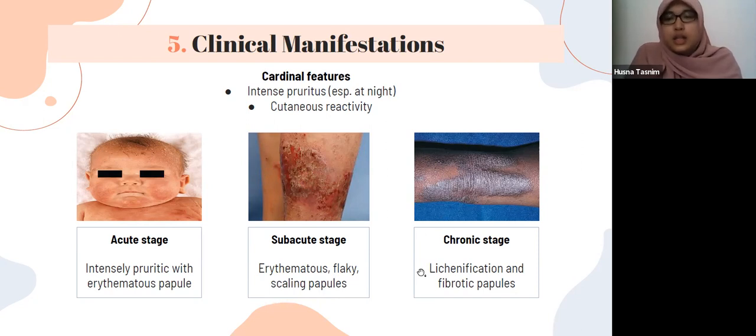is characterized by the presence of lichenification. So lichenification is actually the prominent skin lines due to the thickening of the epidermis, and this is usually found in the older lesions. So apart from that, there are also fibrotic papules in the chronic stage. But in the chronic stage, these three lesions can occur in the same individual.